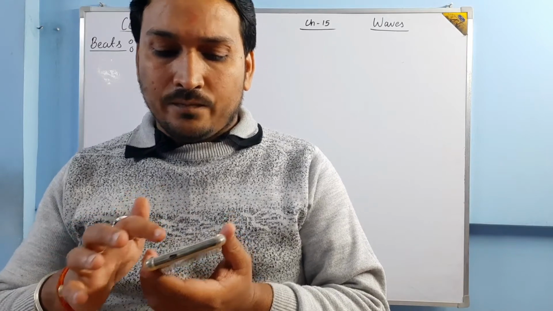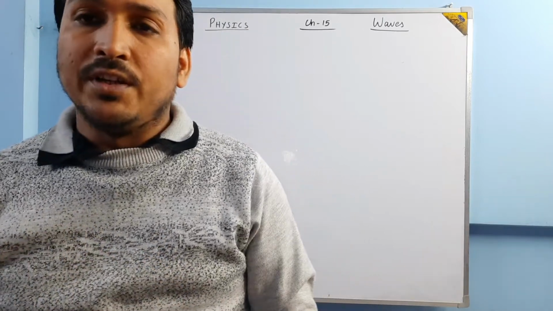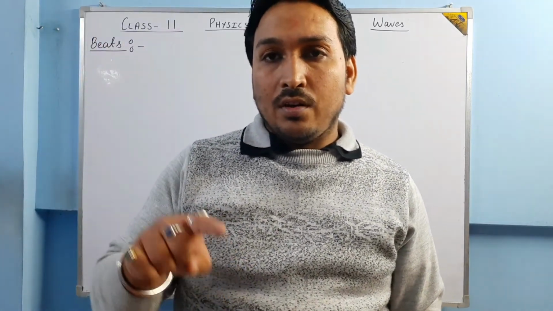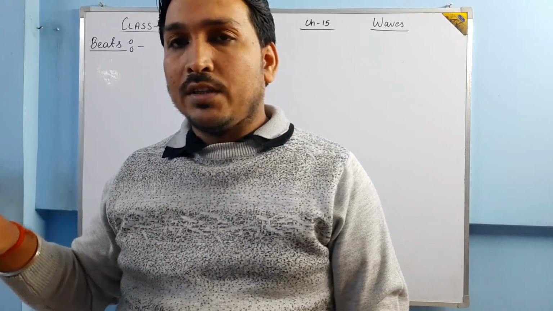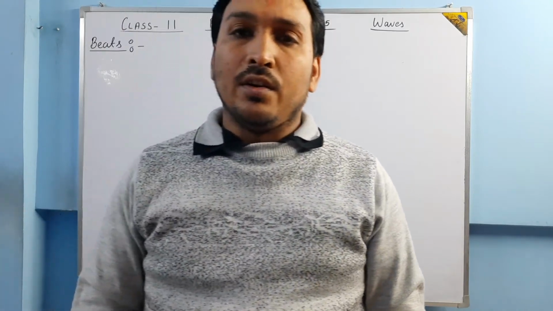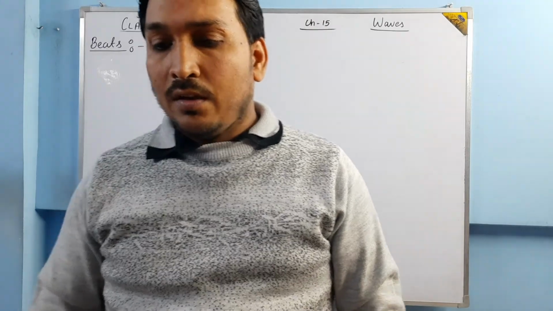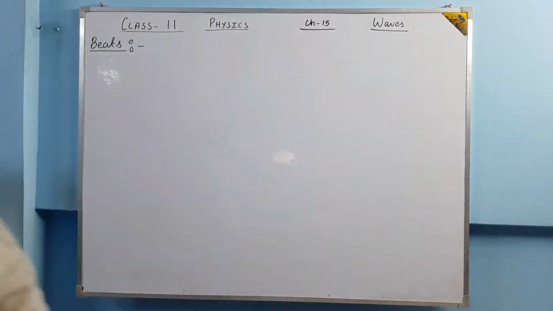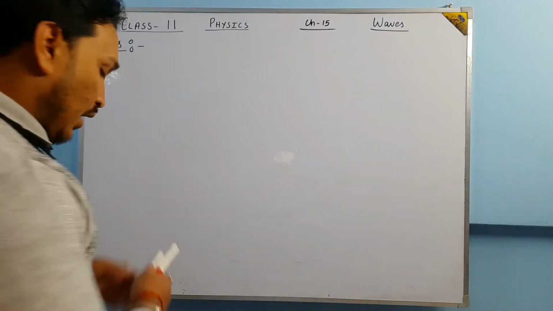So this is what beats means. You can hear that rise, fall, rise, fall alternately. This is what a beat means. When we draw a graph for a beat, how is the graph going to be?